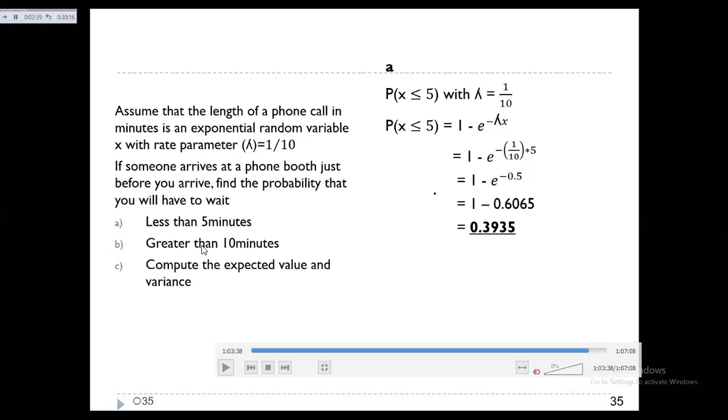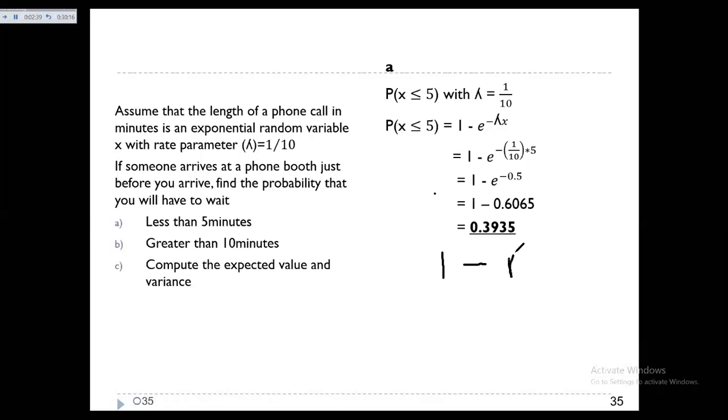If you want the probability of greater than 10, it can easily be found as 1 minus the probability of x less than or equal to 10. So you take note of that, which means you find that probability. And if you want the expected value, we saw earlier that the expectation of the process is 1 over mu, or 1 over lambda. And your variance is 1 over lambda squared. Good.